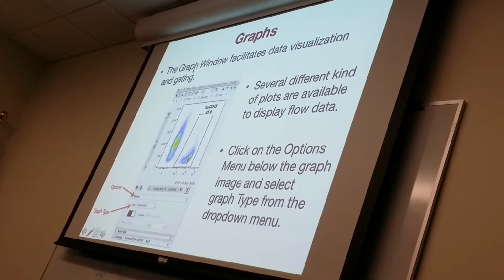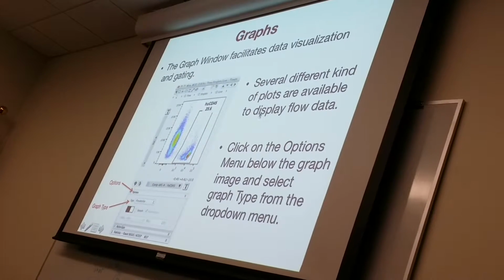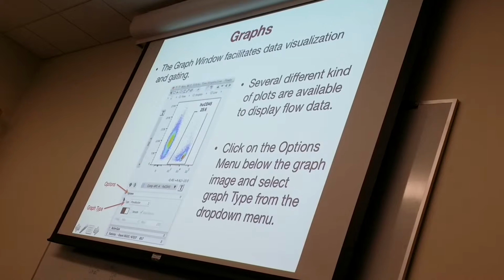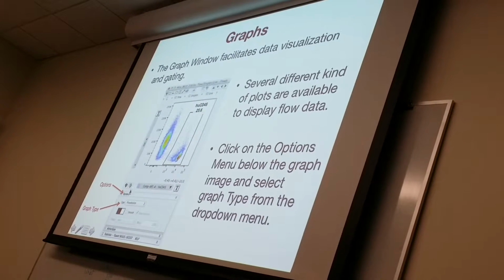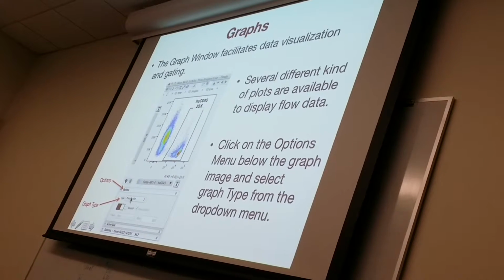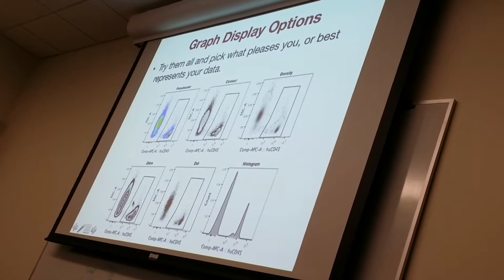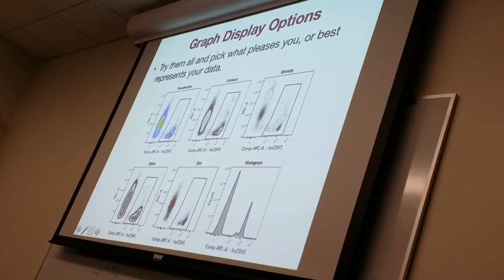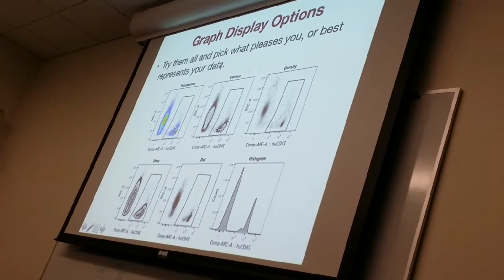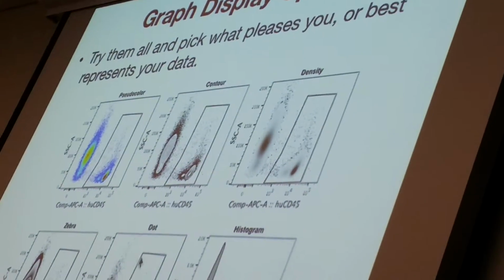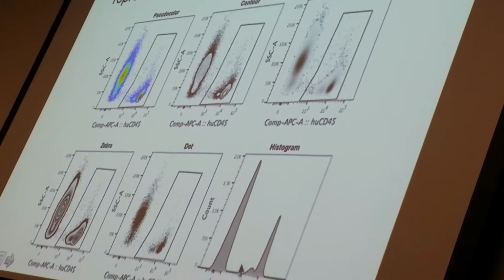There are different kinds of plots that are available to display the flow data. To get to those plots within the graph window, you hit on the options drop-down, and then there's a drop-down menu here where you can switch from pseudo-color to various ways of displaying your data. So there's a 2D, a contour plot, a density plot, zebra, dot, or one-dimensional histograms.